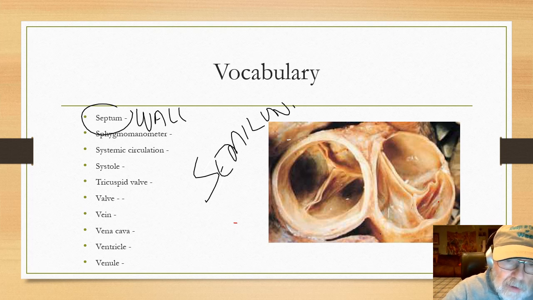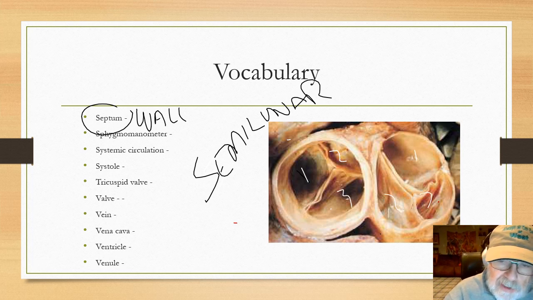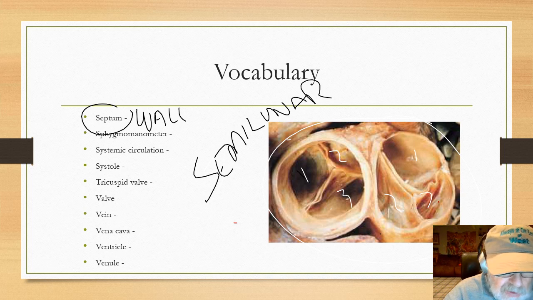Semi-lunar. Lunar means moon, but they're not really, and semi means half, but these are actually in thirds. There are three leaflets: one leaflet, two leaflets, three leaflets, 1, 2, 3. And this is the pulmonary and the aortic valve, the way that they look. When blood leaves the ventricles, these valves will be open.